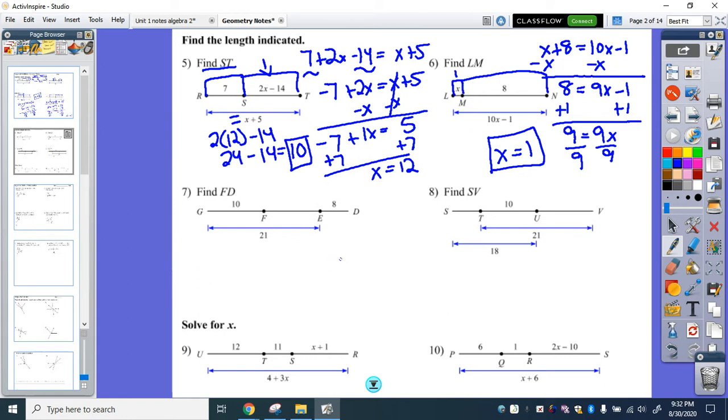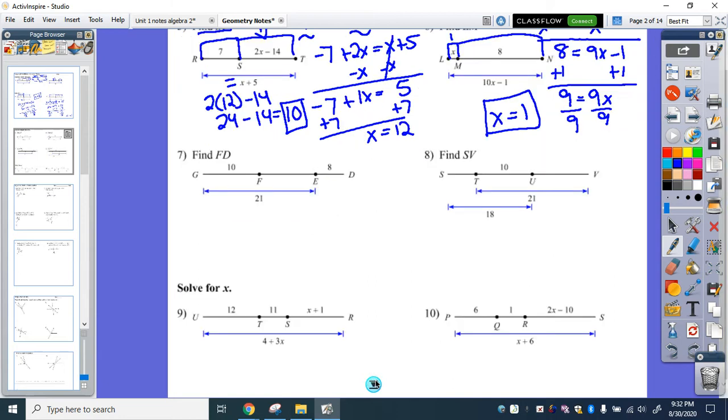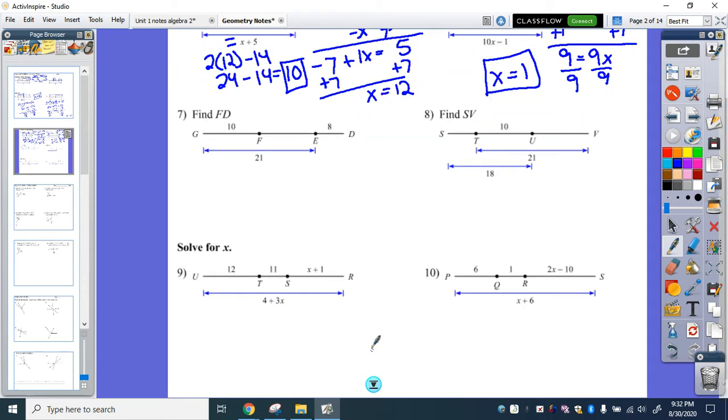Now these last couple of problems that we're going to see here are dealing with segments that have more than 2 points on them. The good news is the segment addition postulate still applies. The question here says find F to D. So let's highlight the portion that we're actually looking for. So from F to D, I'm looking for that section of the line.